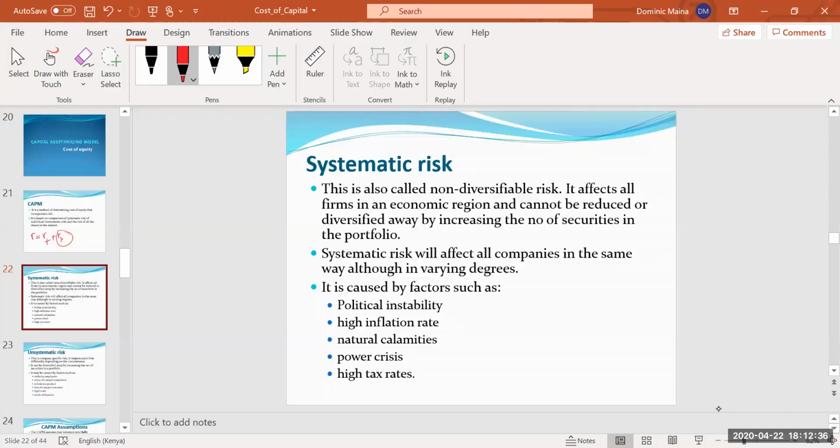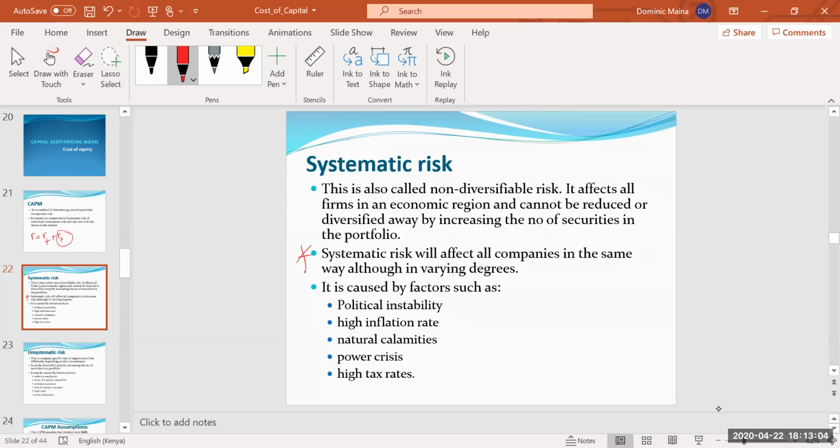And as mentioned, the systematic risk is going to affect all the investors, all the companies in the same way, although to varying degrees, with some companies having more exposure and others a little exposure. A number of factors contribute towards this risk. You have, for example, political instability, and we have a high inflation rate in the economy.